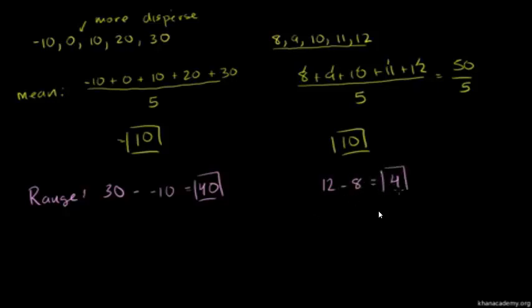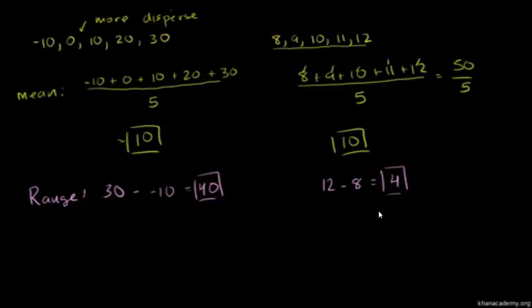So here, range is actually a pretty good measure of dispersion. We say, okay, both of these have a mean of 10, but when I look at the range, this one has a much larger range, so that tells me this is a more dispersed set. But range is not always going to tell you the whole picture. You might have two data sets with the exact same range, where based on how things are bunched up, they could still have very different distributions of where the numbers lie.